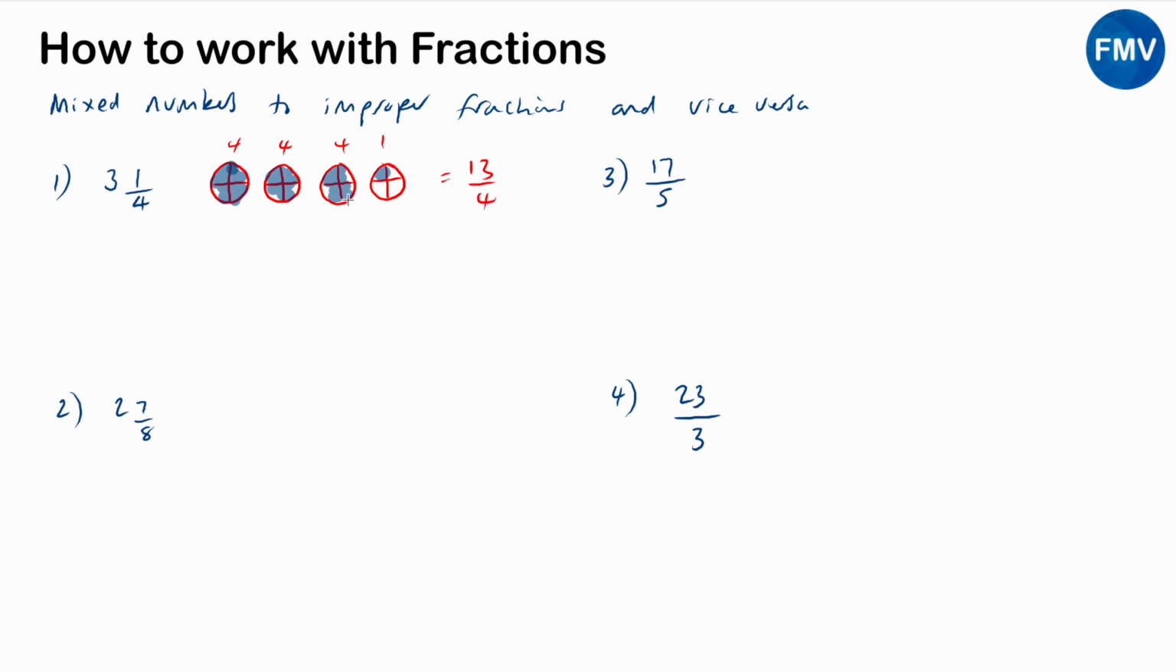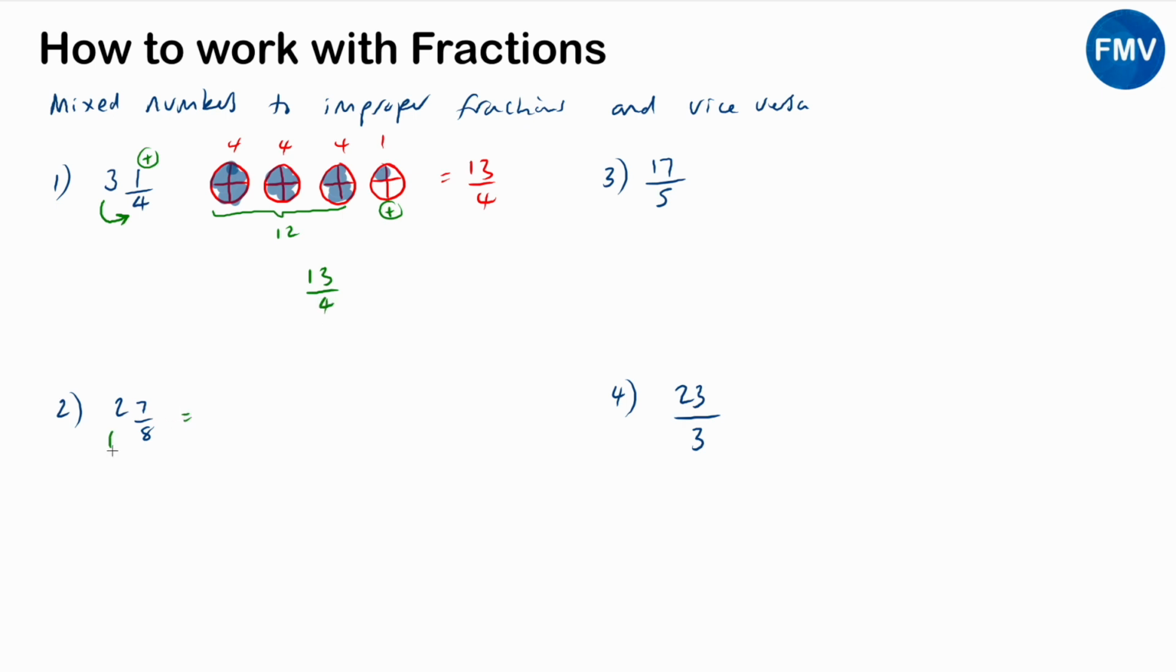There's an easy way of doing this. What we do here is we take the whole number and we multiply it by the denominator. So we do 3 multiplied by 4. 3 times 4 is 12. And there is the 12. And then what we have to do is add on the extra 1/4. And that one there is the extra 1/4. So I'll do that again. 3 times 4 is 12. Add the 1 is 13. So we end up with 13 quarters.